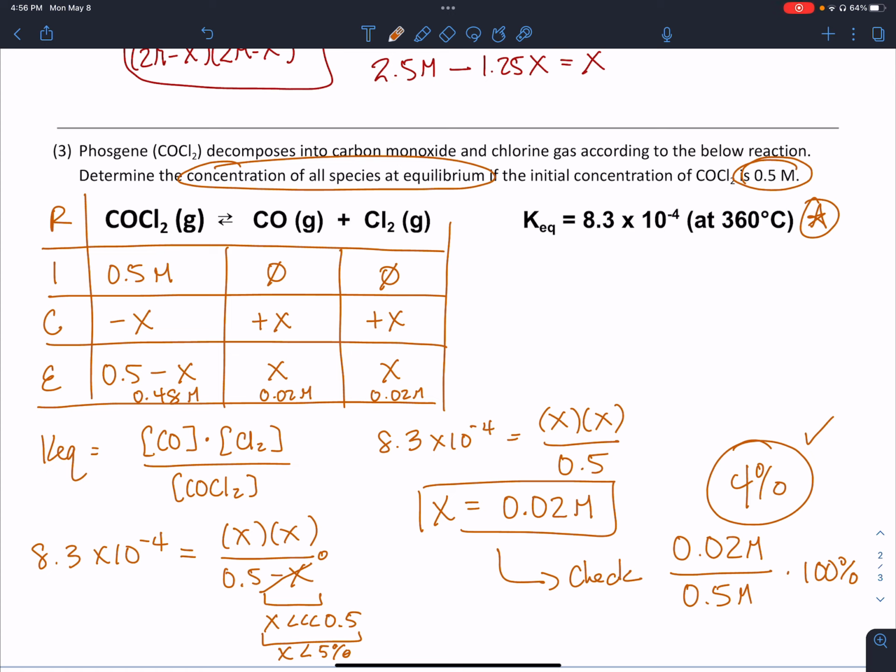Now, it's very tempting to use the assumption all the time. I always say that you should start out using the assumption, and when you get your answer, check it. But if your X value is more than 5% of what you're subtracting it out of, it is significant. Therefore, you have to go back and use the quadratic equation. Let me know if you have any questions.